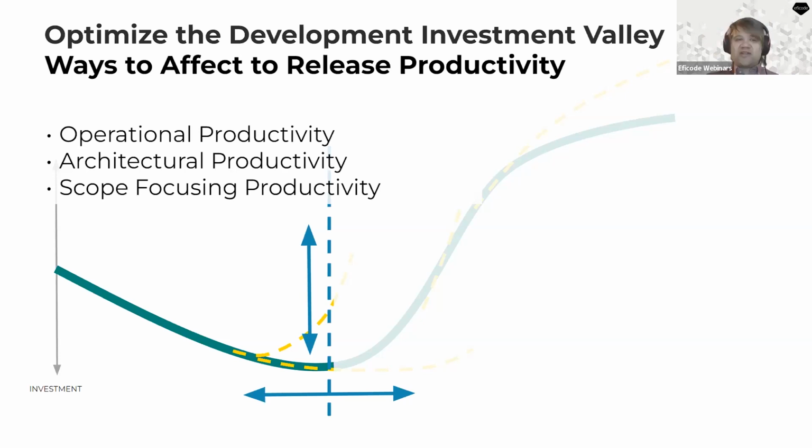And then the third is, I've never figured out a proper name for it, but it's scope focusing productivity, meaning how do you make sure that you do the right things? How do you fulfill the need of the customer but don't over-exceed those, if your strategy isn't to over-exceed those? So how do you stick to your product strategy overall?